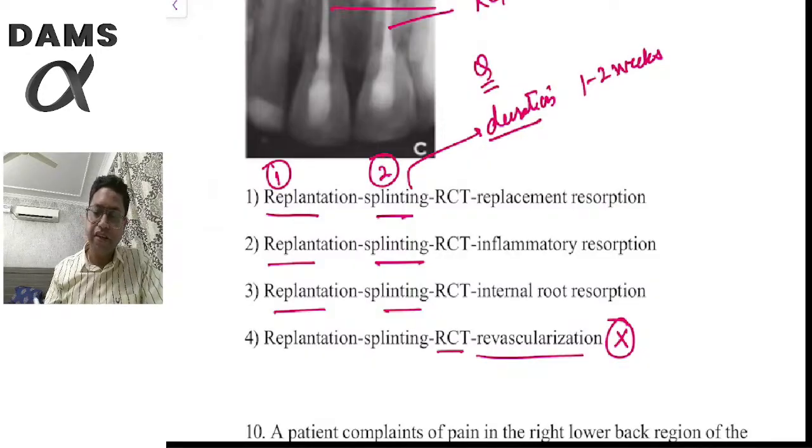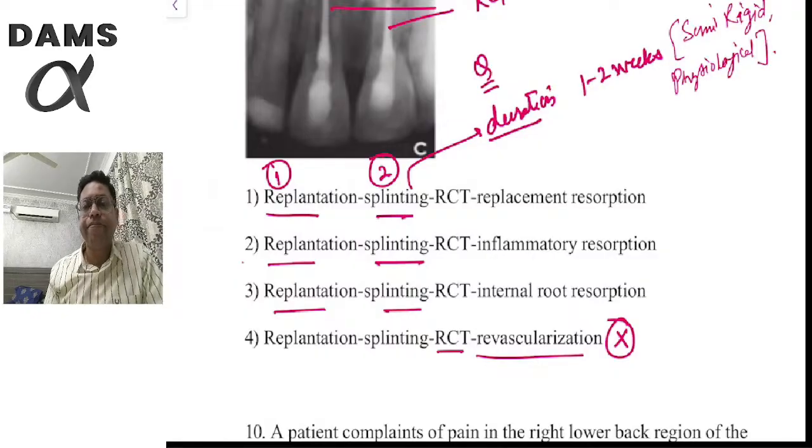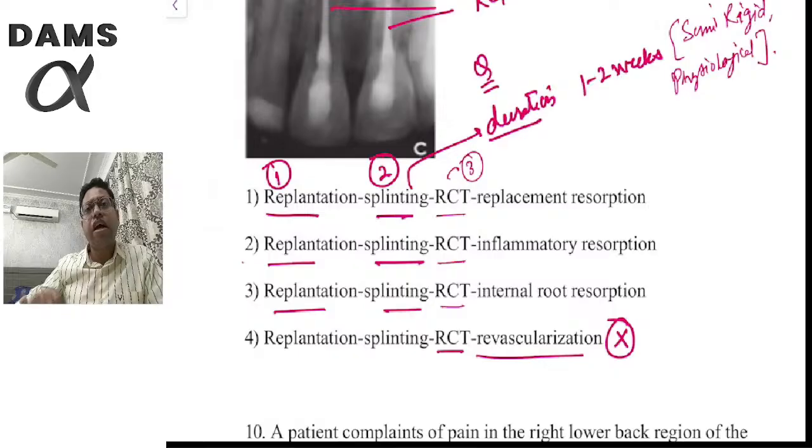What type of splinting? What would be the nature of splinting? It would be semi-rigid, which is also called physiological splinting. Semi-rigid or physiological splinting. RCT, definitely the third step. Whenever there is a case of tooth avulsion, RCT is done after placing the tooth back into the socket, replantation and splinting. So we replant it, stabilize it with a splint, and do root canal. So these three things are the same with all the three options.